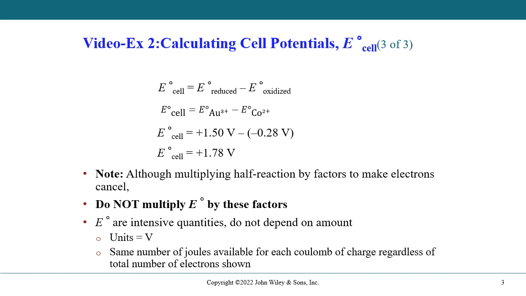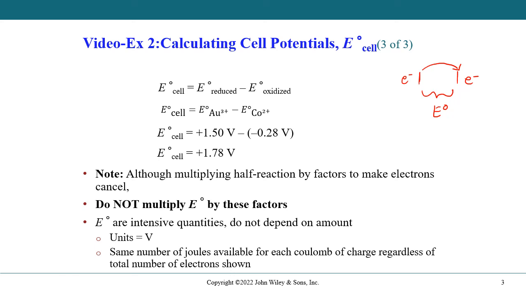Remember, this is a potential difference. So if I have a line here and a line here, and I have an electron coming here, it has to jump this gap to get to this side. Whether I have one jumping the gap or a million jumping the gap, the size of the gap stays the same, and that is the E standard. It's the size of the gap. So that's why it's essentially an intensive quantity.